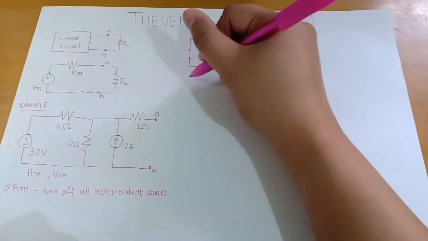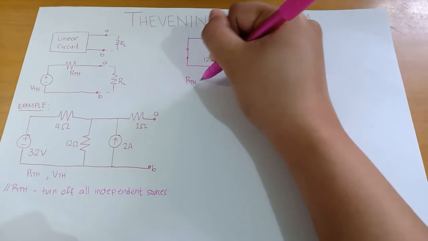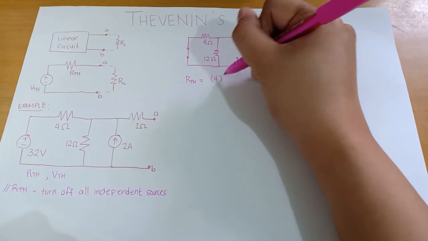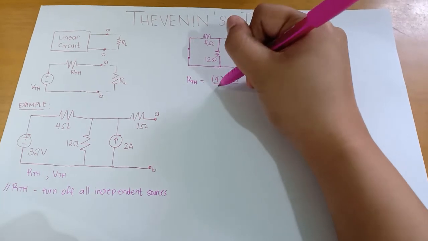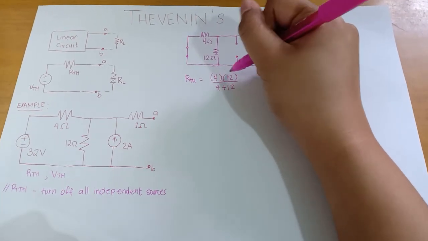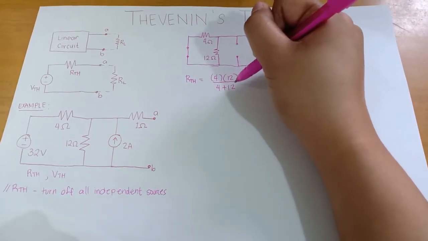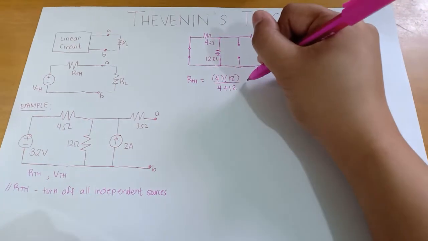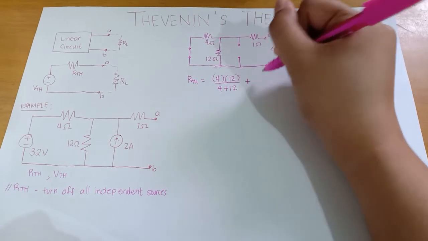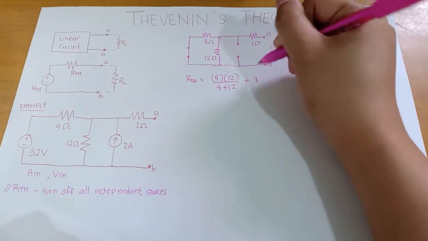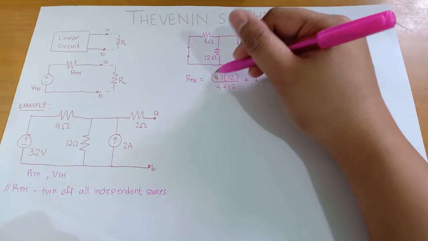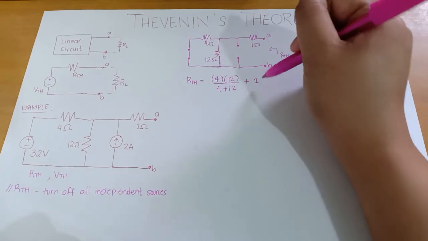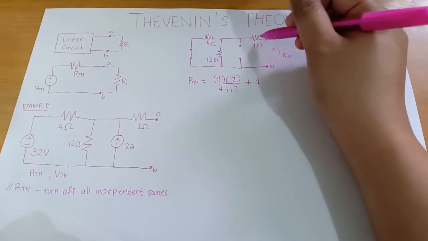Diba? So, RTH ay equal sa ito muna, parallel 4 times 12 over 4 plus 12. Itong paraan na to, applicable lang sa mga resistances in parallel na dadalawa lang. So, kapag more than 2, hindi pwede yung gamitin. Plus 1, kasi 1 ohm. Series na sila. Kunin natin yung equivalent na resistance nitong dalawang nakaparallel, i-add natin yung natitirang nakaseries.